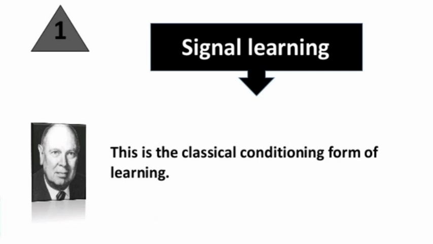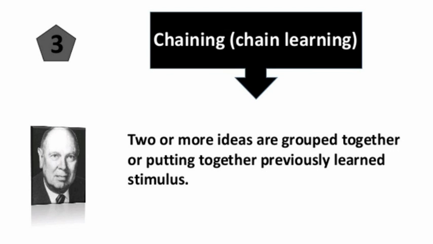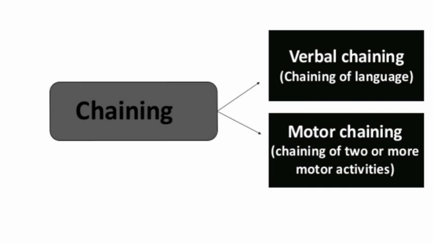Signal learning. This is the classical conditioning form of learning. And here stimulus response learning. It is related to trial and error form of learning, and we have seen it in operant conditioning. And the third step relates with chain learning. 2 or more ideas are grouped together, putting together previously learned stimulus. Here in this chain learning we can see verbal chaining and motor chaining.